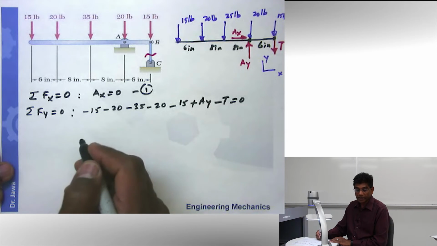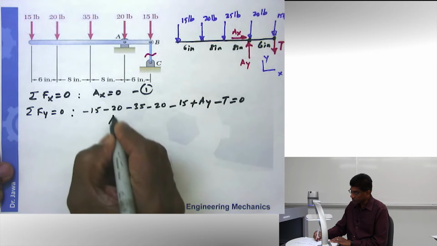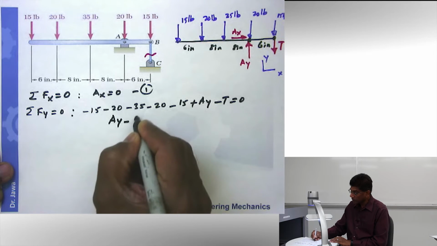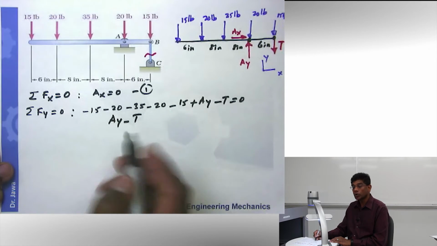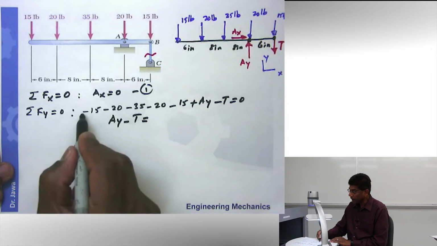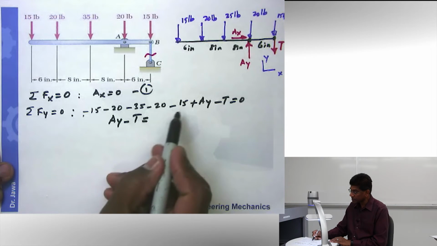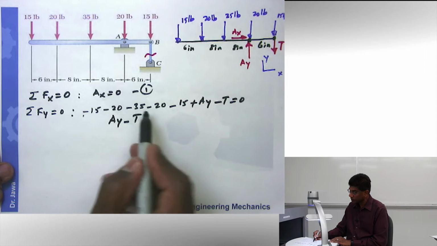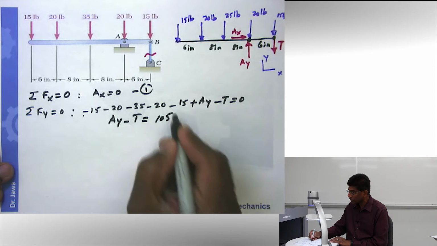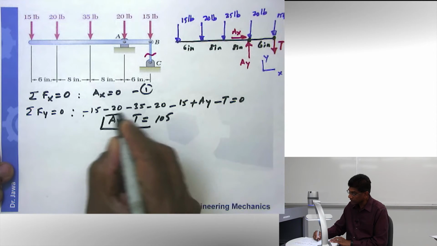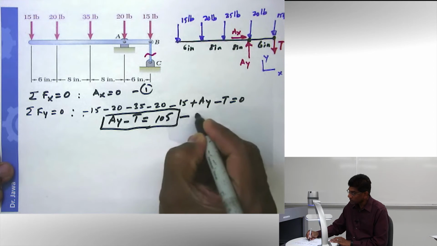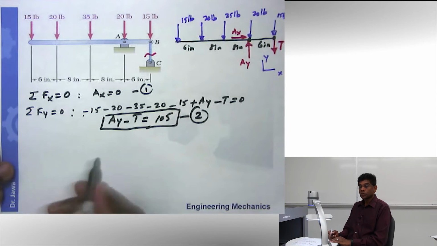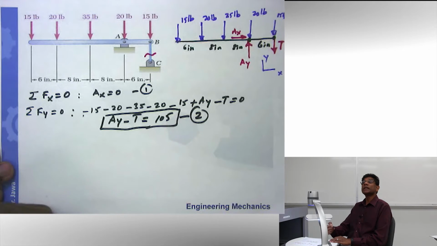I can reorganize this, and it is going to be A sub y minus T. I'm keeping unknowns on the left-hand side and the known constant on the right-hand side. If you add up all this, 15, 20, 35, 70, 90, 105, this is my second equation. It has two unknowns, so I cannot solve it. I'm going to go to the next step.